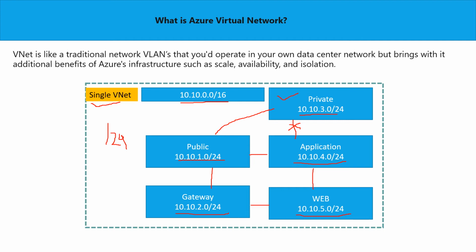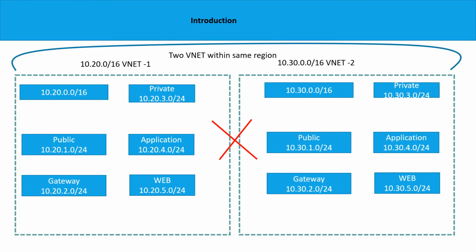You also have flexibility to adjust these subnets. You have flexibility to create multiple VNets. So we are going to talk in detail about how these things are going to talk to each other and what you need as a best practice to provision your VNets. As I mentioned earlier, the VNets are tied to the region.